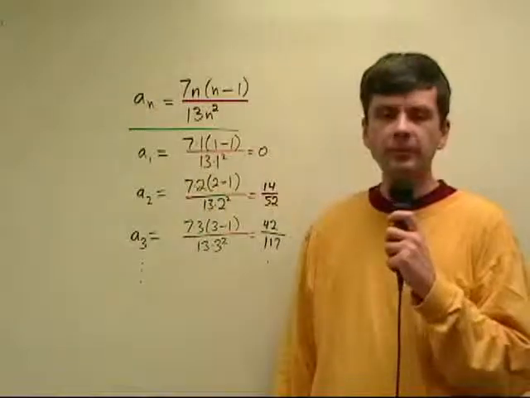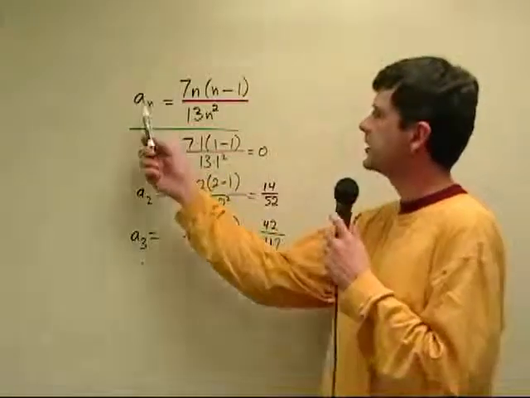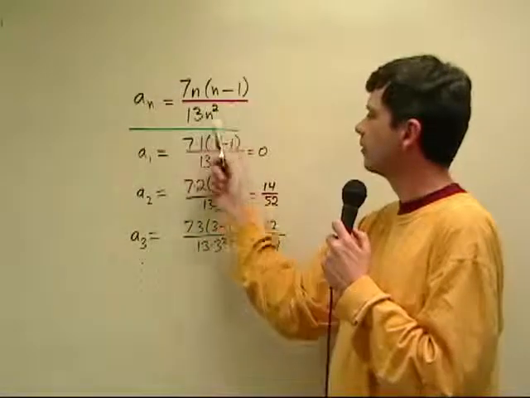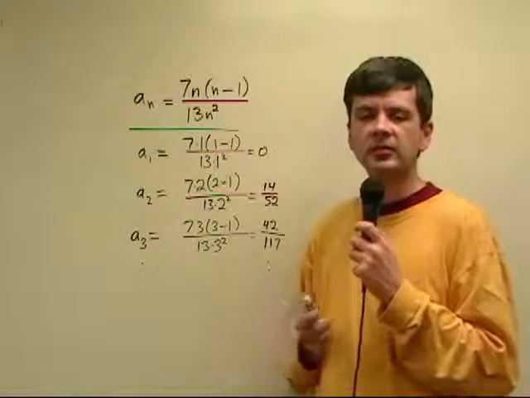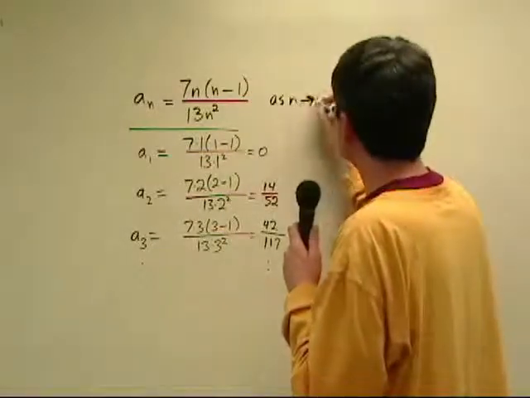Problem number 1 in chapter 26 asks questions like this. What happens as a sequence a of n equals 7n times n minus 1 over 13n squared? What happens as n gets larger and larger, or as n approaches infinity?